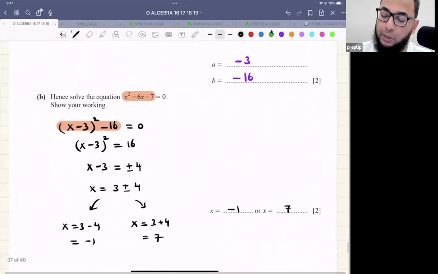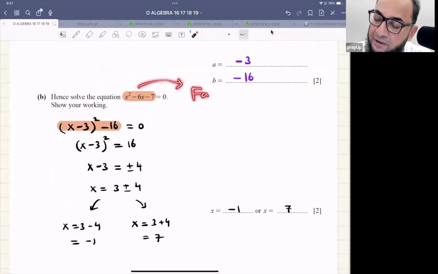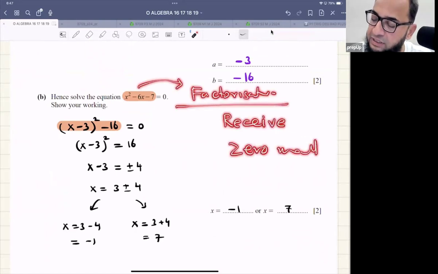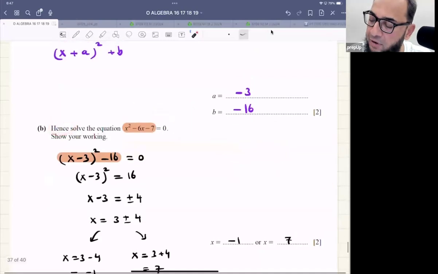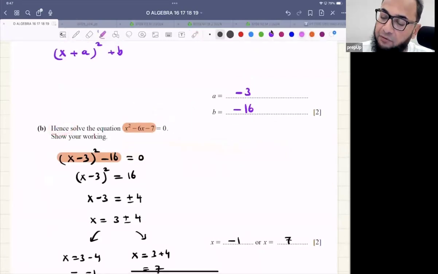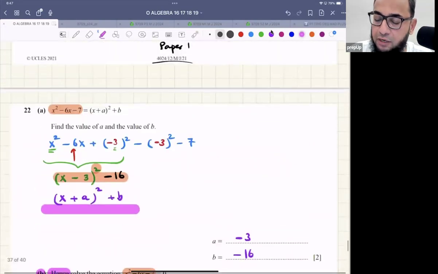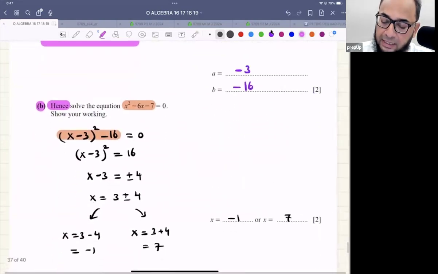Now, if someone did factorization directly, they will receive no marks. They will receive 0 marks. Why? Because it uses the word hence. That means you have to link it with the original one. So this part is linked with this part. So it's a hard and fast rule.